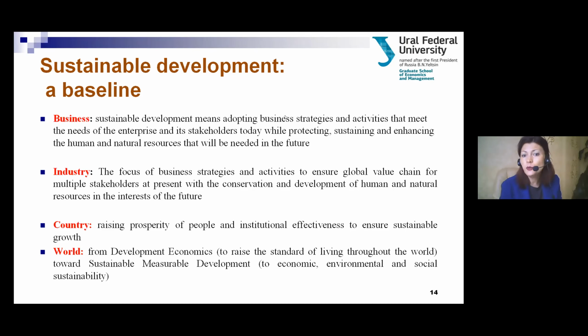So that's adopting business strategies and activities that satisfy the needs of the enterprise and its multiple stakeholders, while protecting, sustaining, and enhancing the human and natural resources that will be needed in the future.